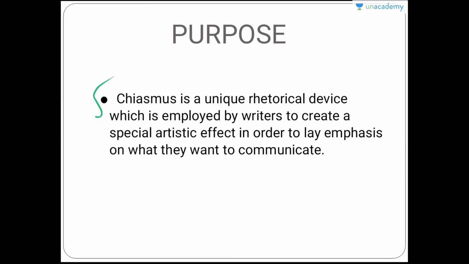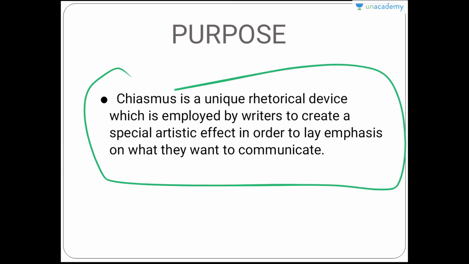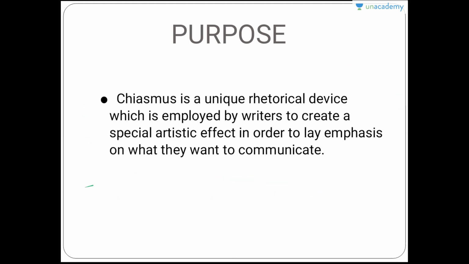Let's read this. Chiasmus is a unique rhetorical device which is employed by writers to create a special artistic effect in order to lay emphasis on what they want to communicate. I really hope it's a clear statement. So you must understand that the purpose of chiasmus is to create an artistic effect like all the other figures of speech, and it lays emphasis on what the writers want to say.